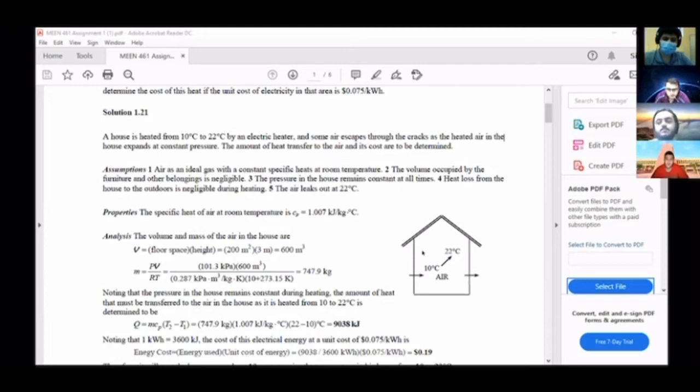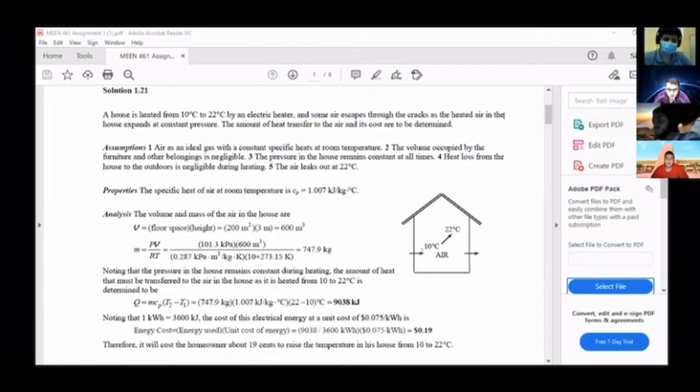And after we get the mass, we just apply the rule that Q is equal to MCP delta T. Now, the CP value of water is also known. You can look it up from the tables in the book. And what we got at the end is 9,038 kilojoules.